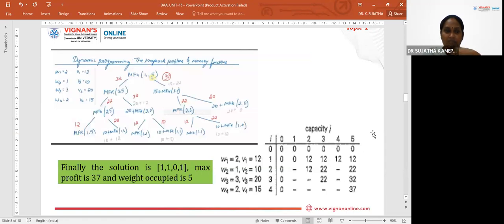Now, how are we going to solve this memory function problem? We have taken the same example with weights 2, 1, 3, 2 and values V1, V2, V3 and V4. It works in a top down way. We select the maximum value for i, which is 4, and the maximum value for capacity, which is 5. So that's why we call the function for 4 comma 5.